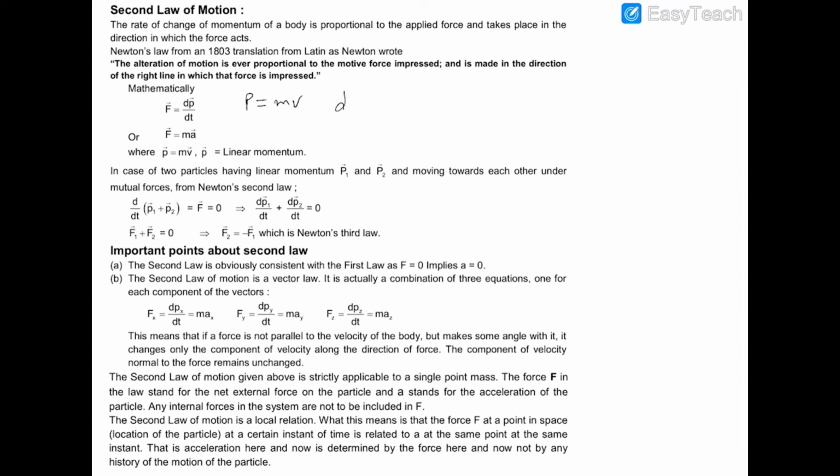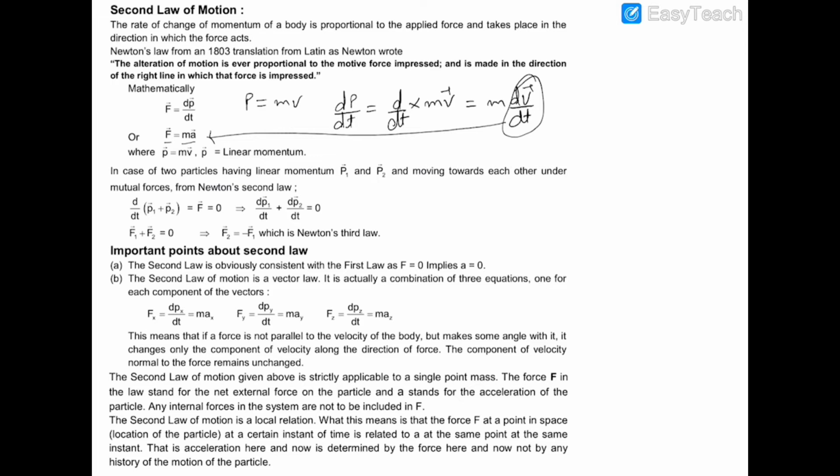Now dp by dt is equal to d by dt of mv, and taking out the constant quantity mass, it will be m dv by dt, and this dv by dt is acceleration. So we can conclude that according to Newton's second law, F is equal to ma, where m is the mass of the body on which force is applied, F is that force applied on that body, and a is its acceleration.